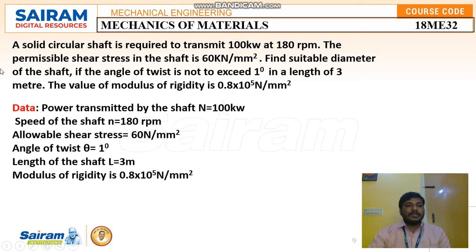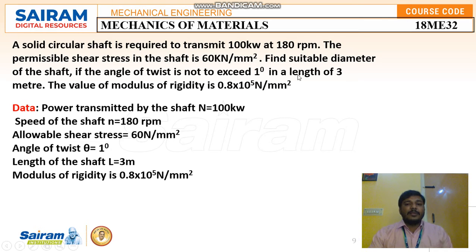The power transmitted by the shaft, we can write the notation as P or capital N, is 100 kilowatt, and the speed of the shaft is 180 revolutions per minute. The allowable shear stress is 60 kilonewton per mm square, which we'll convert to 60 Newton per mm square. Then the angle of twist is 1 degree, the length L is 3 meter, and the modulus of rigidity is 0.8 into 10 to the power of 5 Newton per mm square. So this is the given data. Based on this we need to find the suitable diameter.